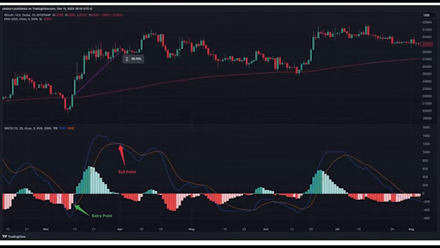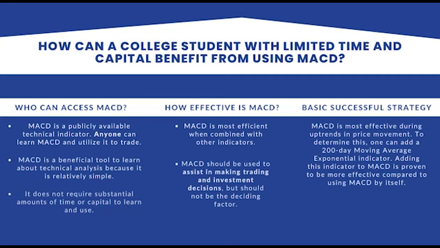In our example, we can see a significant increase of market value within the period of our trade. MACD is publicly available and does not require a substantial amount of time to learn or a lot of money to utilize. MACD is a perfect tool for college students to learn and get their feet wet for trading and investing. Because of its simplicity, MACD is most efficient when combined with other indicators. MACD is most successful during uptrends, so using a 200-day moving average exponential indicator will reinforce MACD's efficiency.